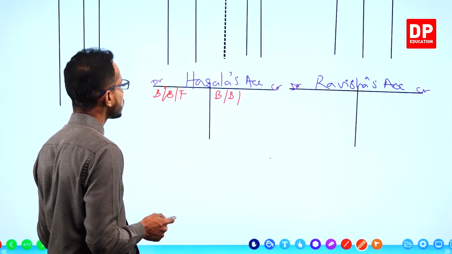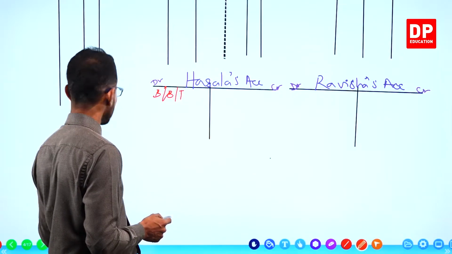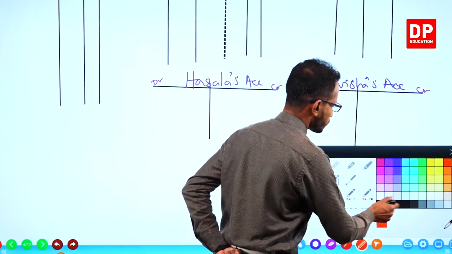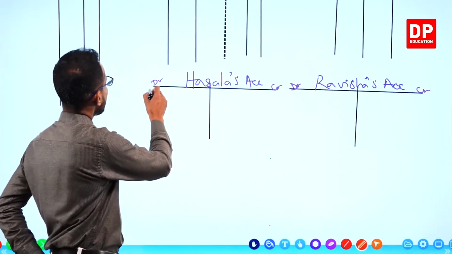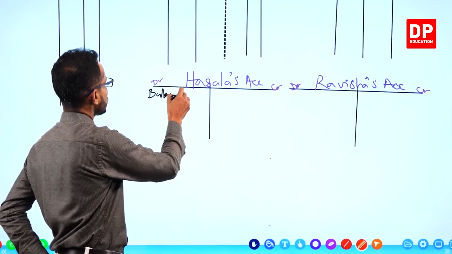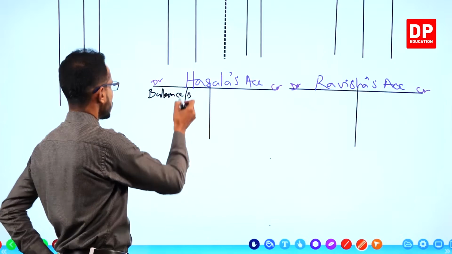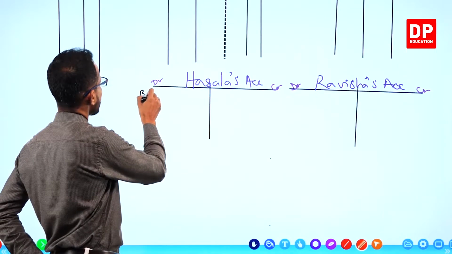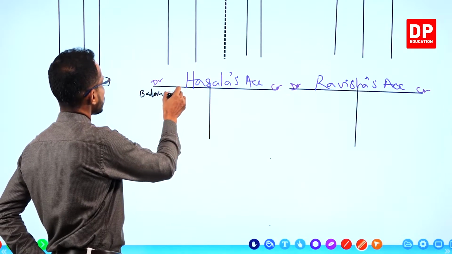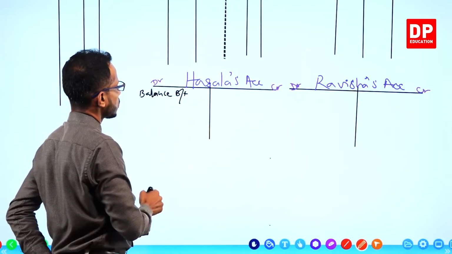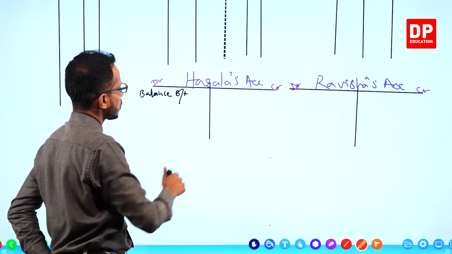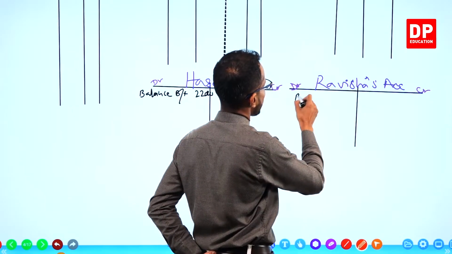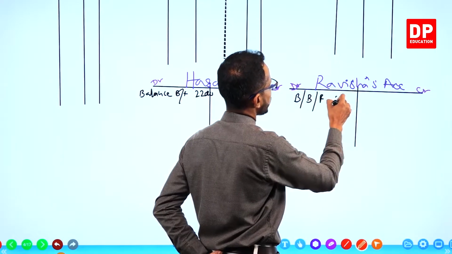Then we are just one step away from going to the other accounts. What is that step? Recording the balance of these accounts. Balance brought forward, 22,000. Here also balance brought forward, 28,000.